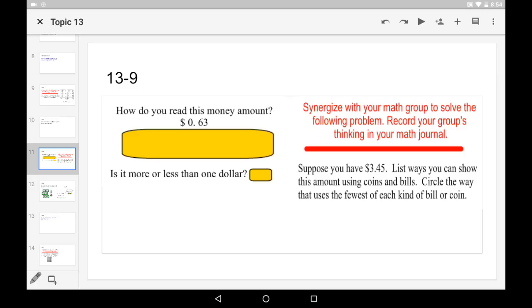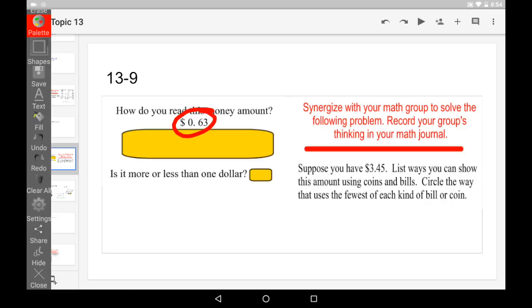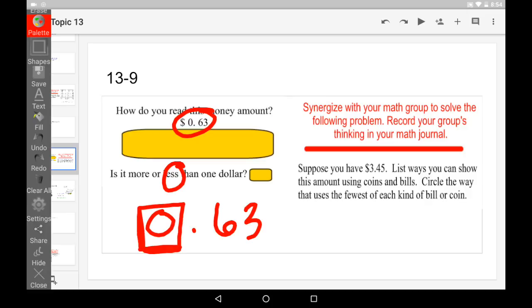So if I was to give you this money amount right here, I would ask you how you would read that, and it would be 63 cents. And by looking at that, you would be able to tell me that it is less than $1, because when you write out your 63 cents, there's no dollar amount here. There's a zero, so there's no whole dollars. So we know that we're talking about cents, and it's less than $1.